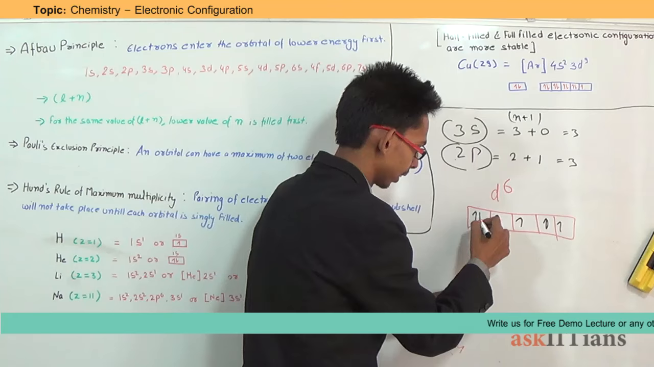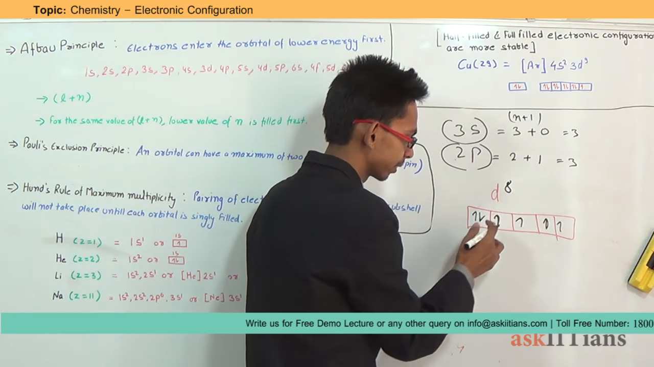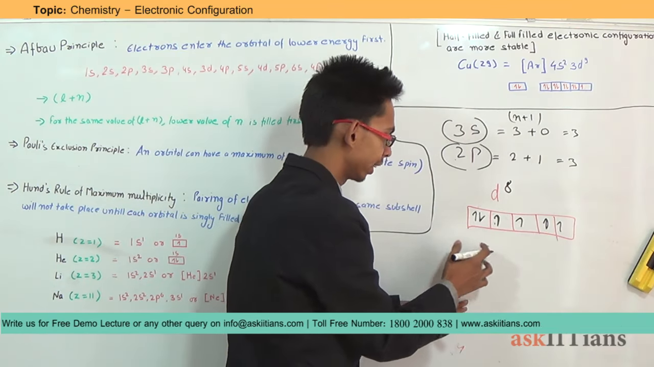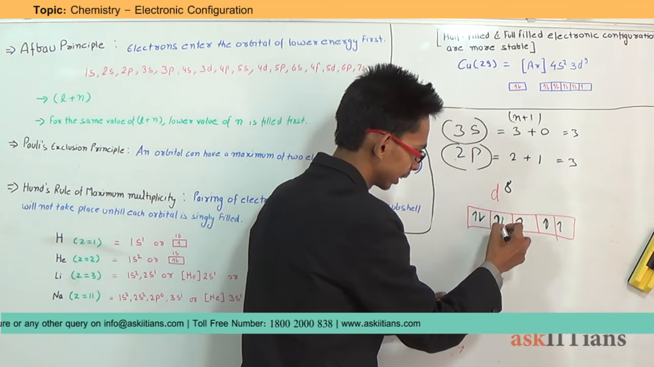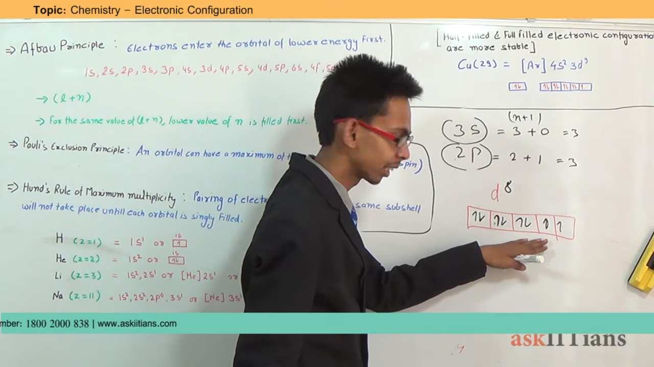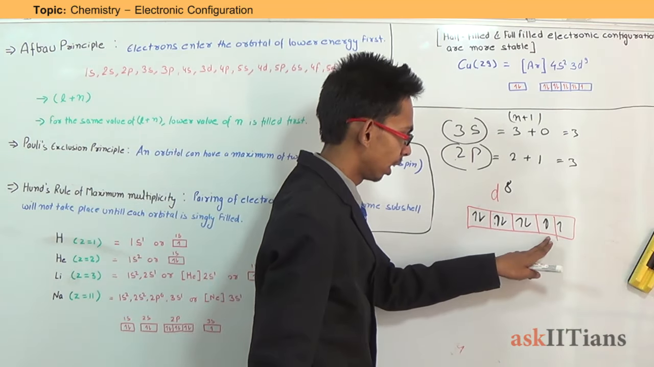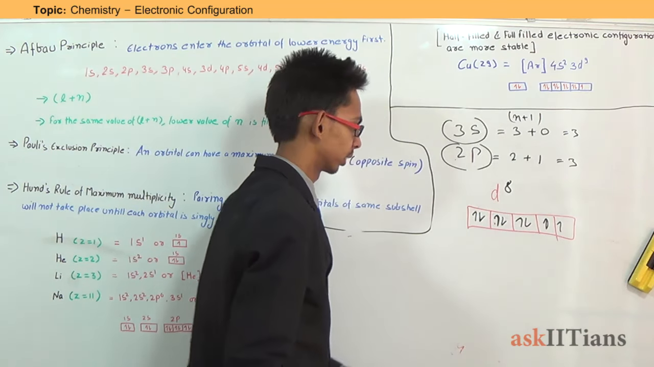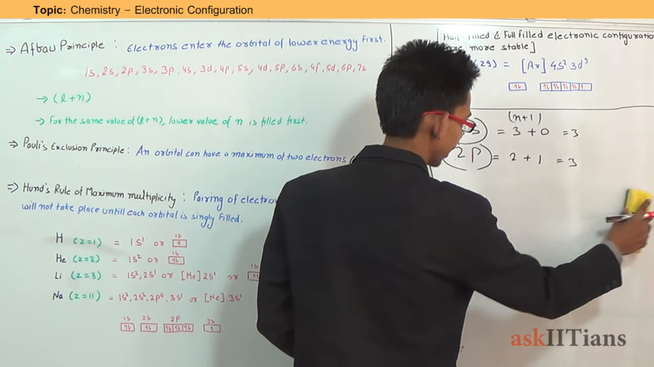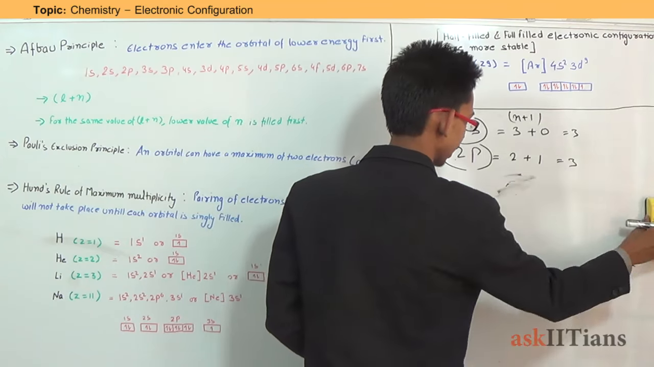Then the pairing will start. If we have d8, in that case, first fill all the 5 orbitals with 1 electron, then start the pairing from the beginning. That means 5, then 6, then 7, then 8. It has 3 paired orbitals, and 2 unpaired electrons.